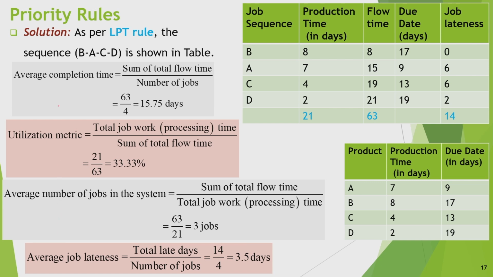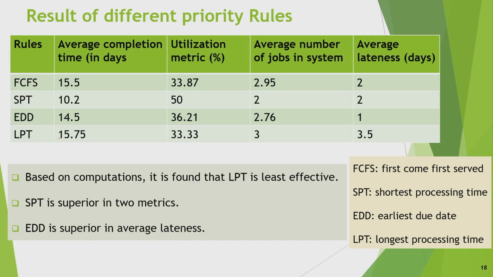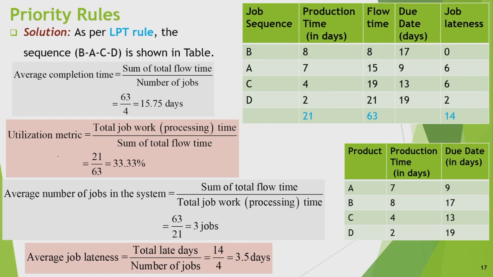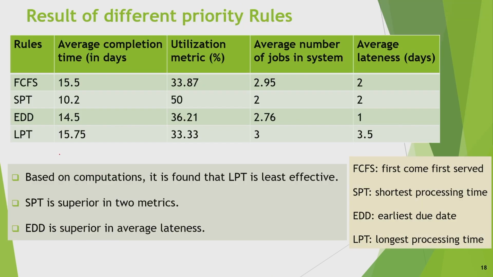Average job lateness is total late days divided by number of jobs. That means 14 by 4 is equal to 3.5 days. So, this table is actually the previous table, that is what has been indicated here.